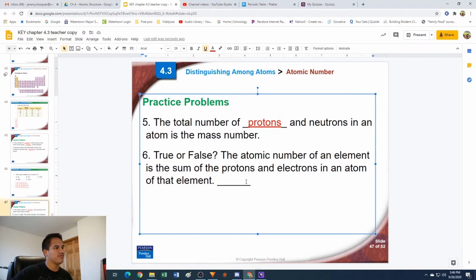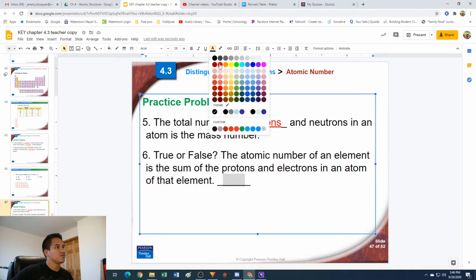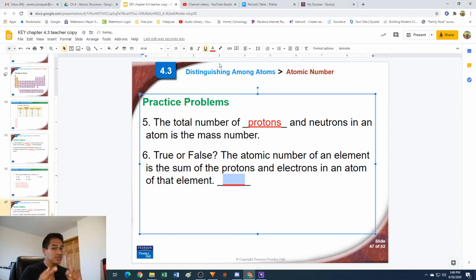Number 6, true or false, the atomic number of an element is the sum of the protons and electrons in an atom of that element. Okay, so the atomic number tells us the number of protons and electrons, but is not a sum of both of them added together. It is just number of protons. So that is false.